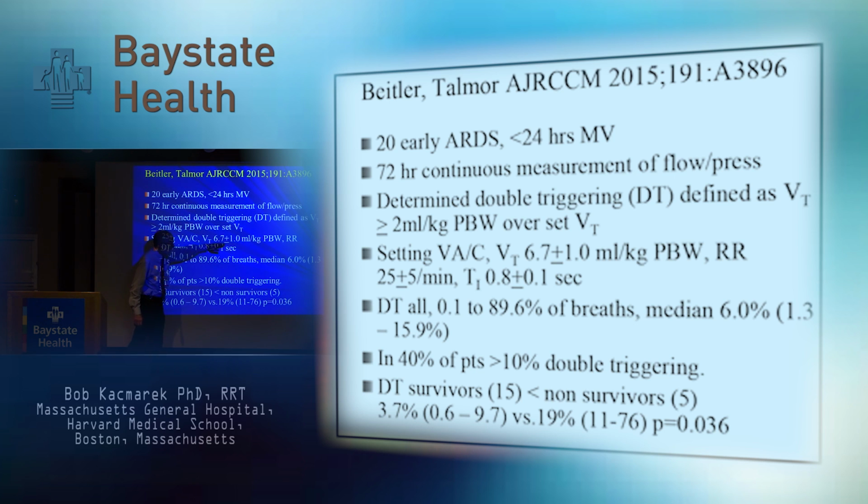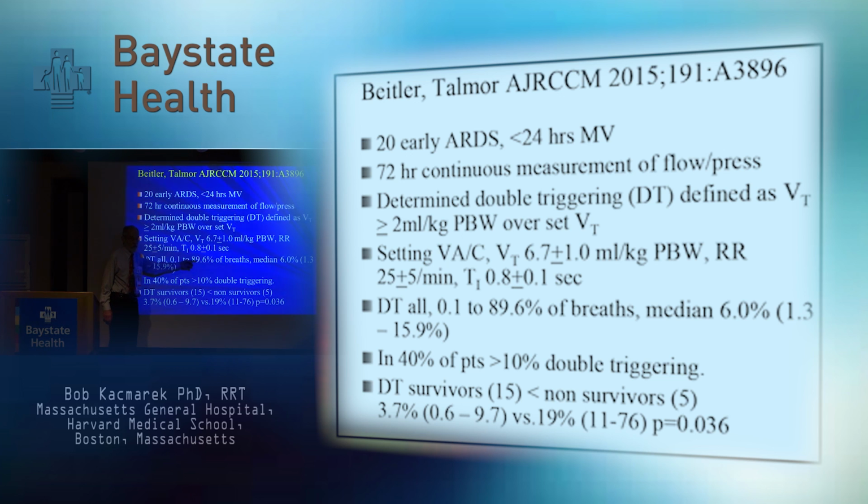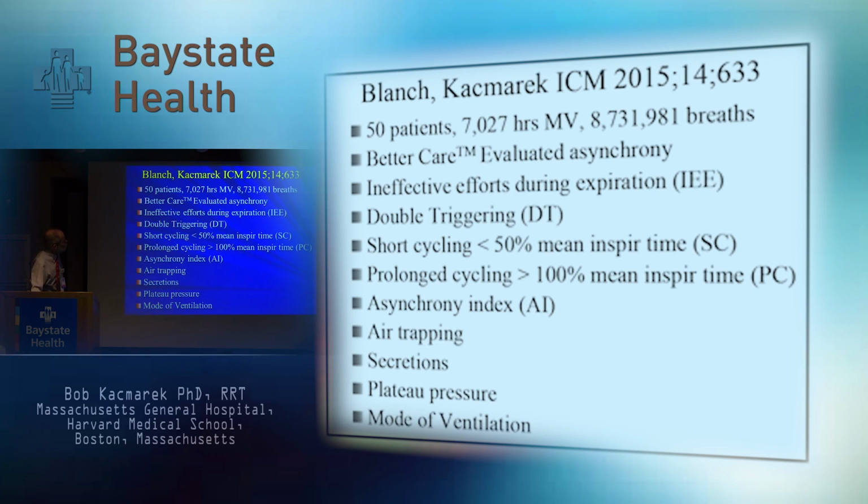And as you can see, they ventilated these patients as we would expect patients to be ventilated nowadays. The amount of double triggering ranged from 0.1 to 90% of the breaths being double triggered. In 40% of the patients, greater than 10% of the breaths were double triggered. And when they looked at survivors and non-survivors, as you can see, the percentage of double triggering was much less in the survivors than it was in the non-survivors. So again, indirect evidence, but that evidence is starting to accumulate.